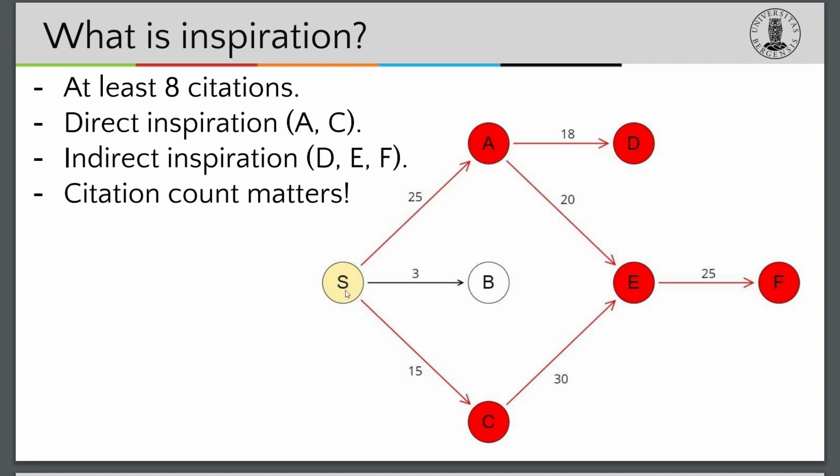So here S is directly inspired by A and C. He is not inspired by B because he only cites him 3 times. This leads to indirect inspirational relationships because S is directly inspired by A, but A is directly inspired by E. So S is indirectly inspired by E through A and also C. Also, the citation count matters, and we should take this into account when rendering the visualization.